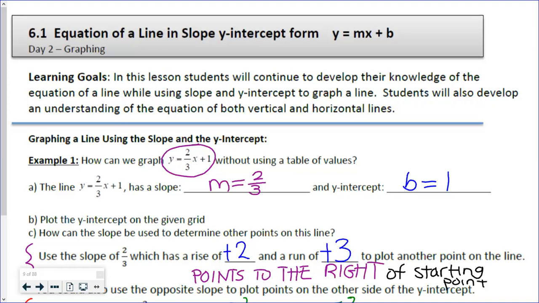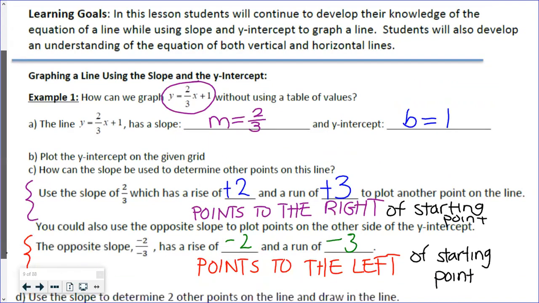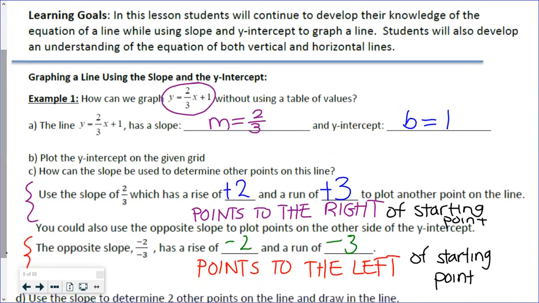Now I wanted to focus on this, because I didn't get to teach this concept with you when you had a supply teacher. We want to talk about when we know the slope and when we know the y-intercept, how we can graph these lines. So, the equation y is equal to 2/3 x plus 1: I have a slope of 2/3 and a y-intercept of 1.